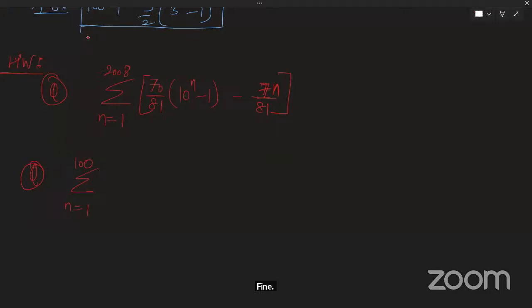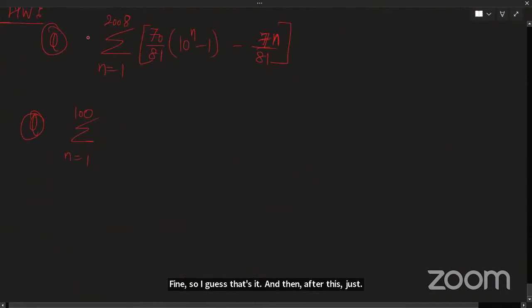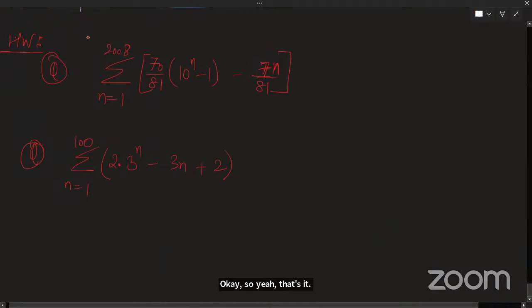Fine. So I guess that's it. And then after this, just keep one from my side also. So treat it as 2 into 3 raised to n plus, or I'll take one minus also, minus 3n plus 2. Okay, so yeah, that's it. So please do these two questions and come tomorrow and tell me the answer, okay?